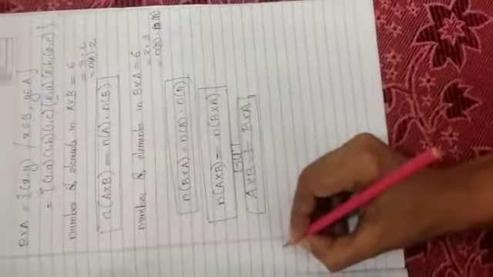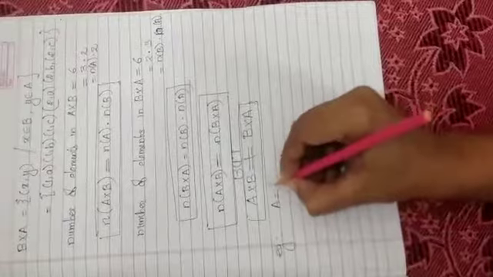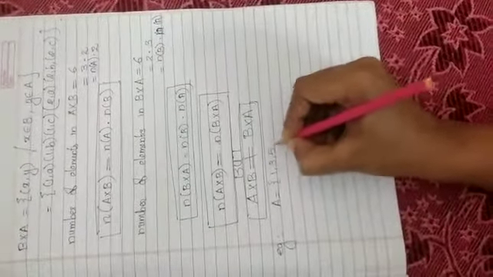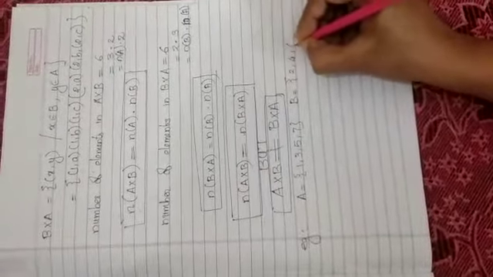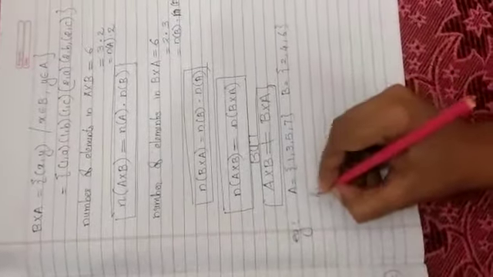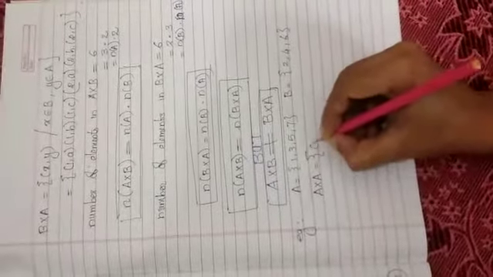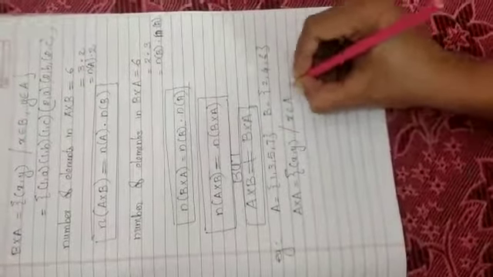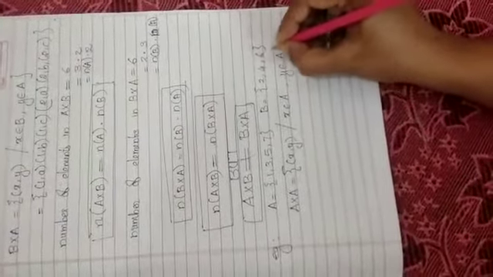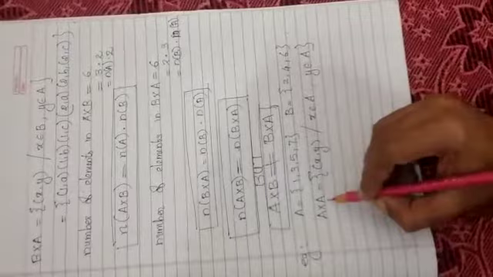Okay. Now consider another example. A is equal to the set 1, 3, 5, 7 and B is equal to the set 2, 4, 6. Then A cross A. A cross A is defined as the set of all ordered pairs x, y such that x belongs to A and y belongs to A. Here the first component is from A and the second component is from A.